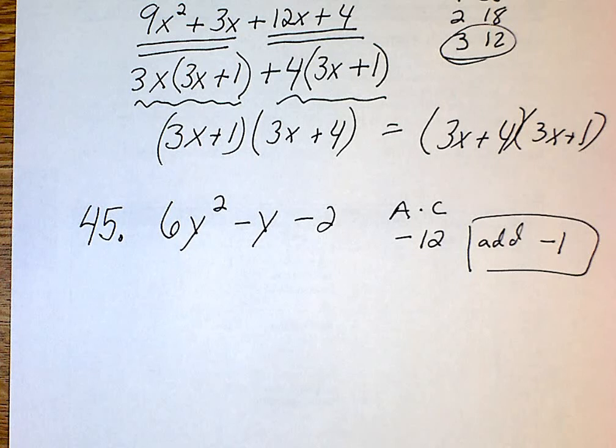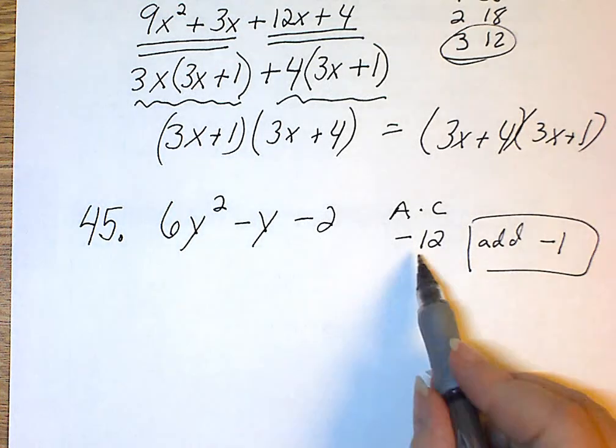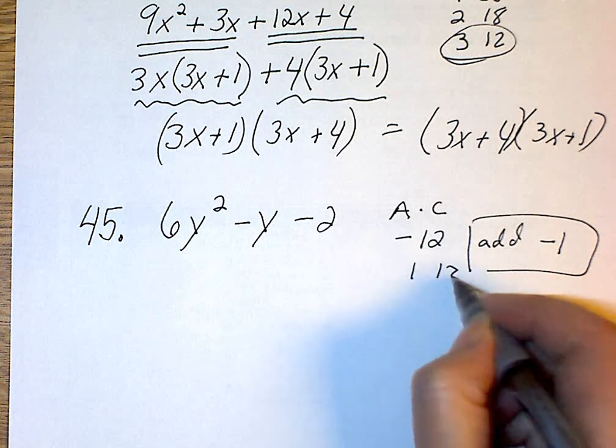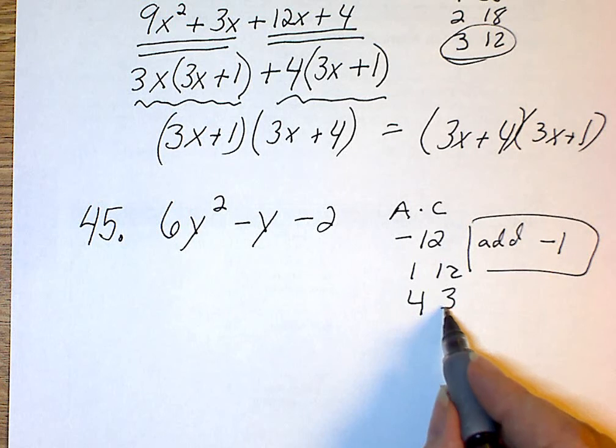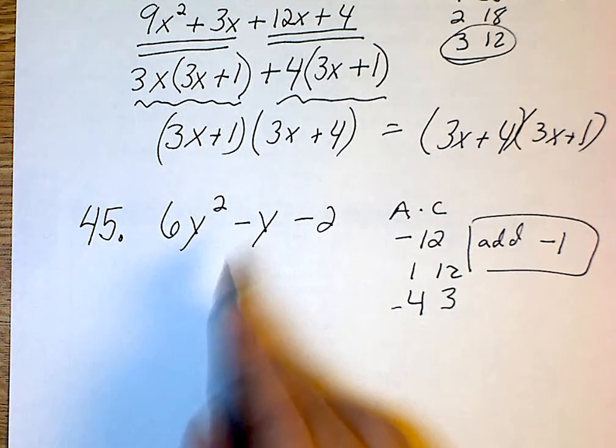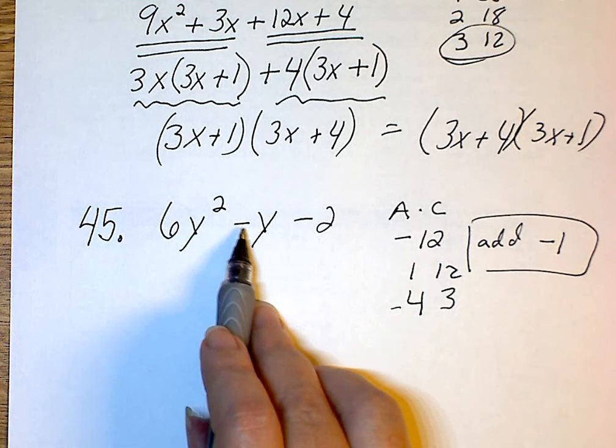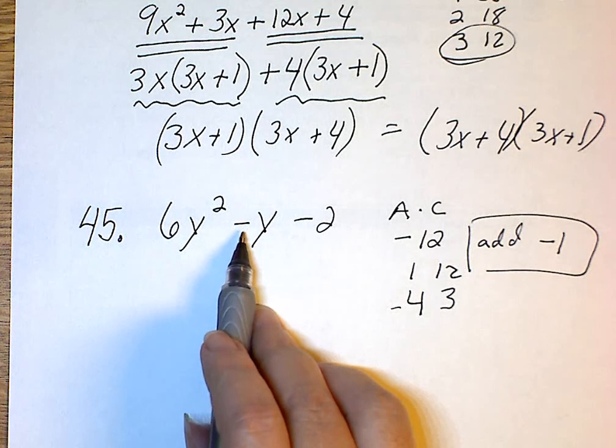And what is it? Well, if I did 1 and 12, or 4 and 3, which one's negative? Negative 4, because you need the bigger number to be negative so the sum can be negative 1.